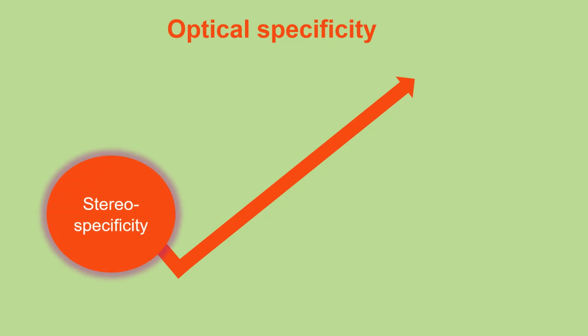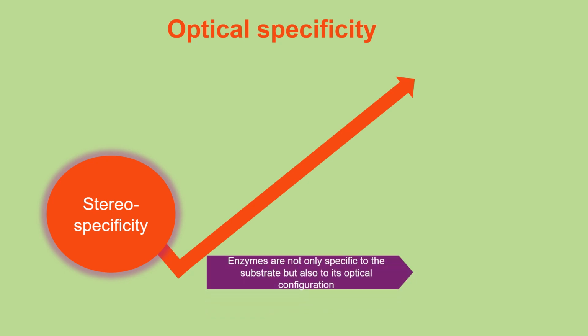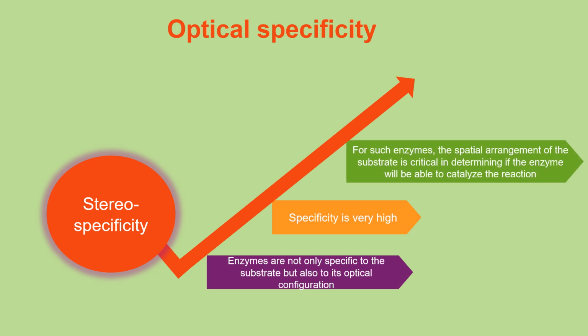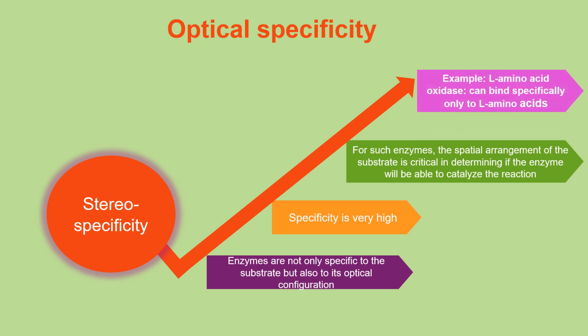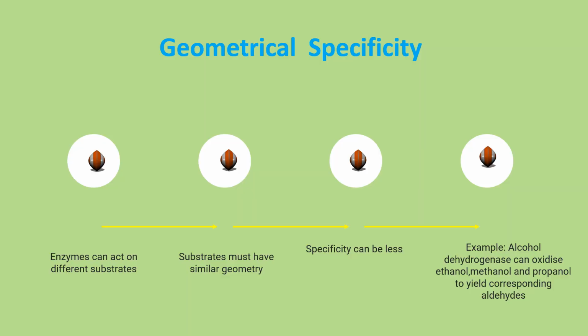Optical specificity is also referred to as stereospecificity. Here, the enzymes are not only specific to the substrate but also to its optical configuration. Hence, the specificity is very high. For such enzymes, the spatial arrangement of the substrate is critical in determining if the enzyme will be able to catalyze the reaction. Example, L-amino acid oxidase can bind specifically only to L-amino acid.